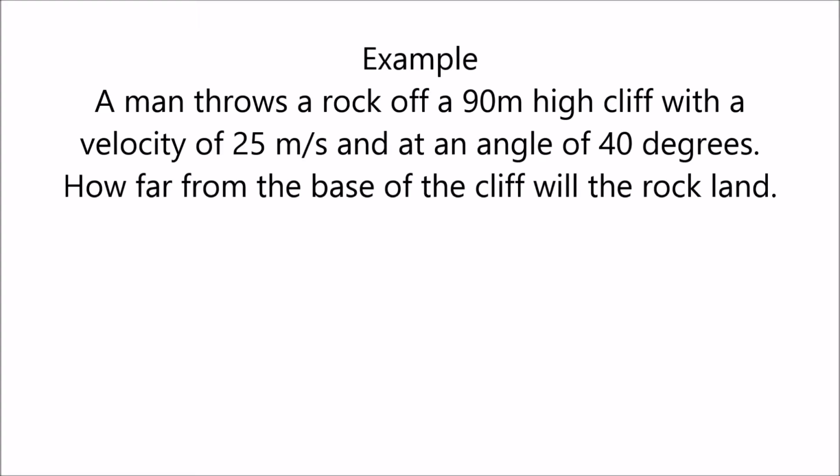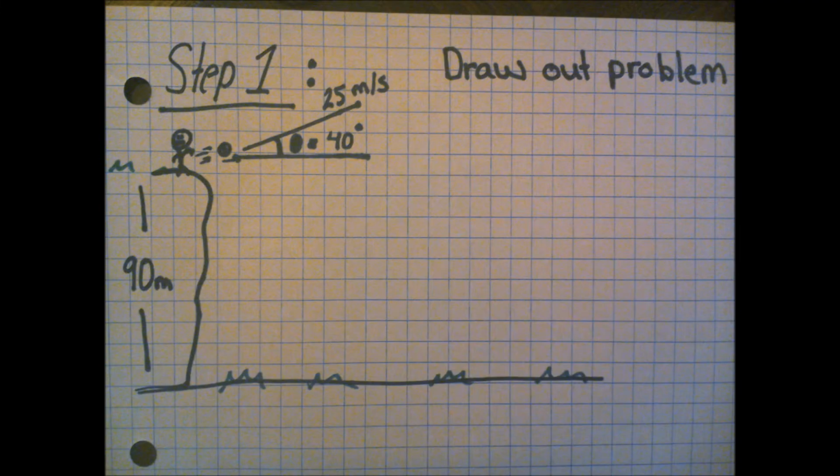An example that will help us through this: a man throws a rock off a 90-meter cliff with a velocity of 25 meters per second and at an angle of 40 degrees. How far from the base of the cliff will the rock land? Step one would be to draw out the problem, because drawing it out really helps us visualize what we are doing and what we are trying to solve for.